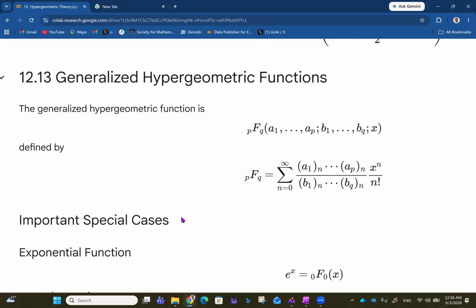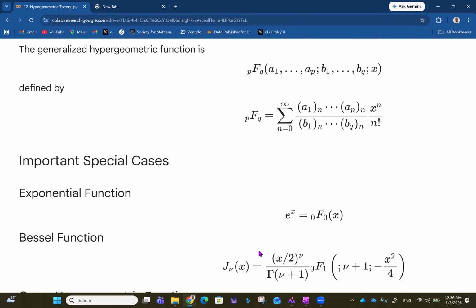So we then have important special cases, like e raised to the power x. For e raised to the power x, p is 0 and q is also 0. That's 0F0 of x. So that will result in e raised to the power x, because here all the a's and b's are just absent. Everything here will just be 1, so you just have the summation of x to the power n by n factorial, which is as good as e raised to the power x in that case.